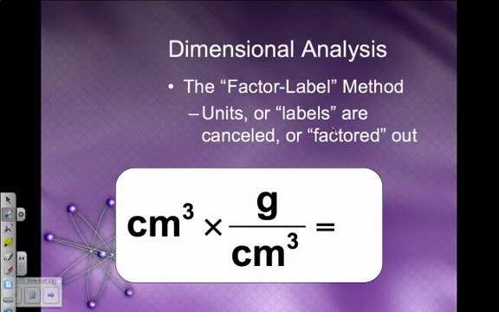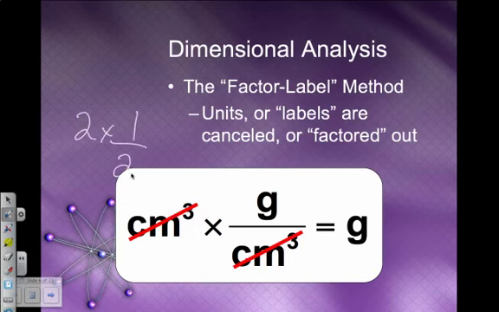You need to have a clear-cut device to solve those problems. Dimensional analysis is also called the factor label method, and basically it's all about canceling your units. So if we have a volume, centimeters cubed, times grams over centimeters cubed, so a volume times a density, what we actually have is the centimeters cubed being canceled, and we're left with grams. This is very similar to if I were to have 2 times 1/2. The 2's actually end up canceling, and then I'm left with 1. So instead of using numbers, I'm using units.